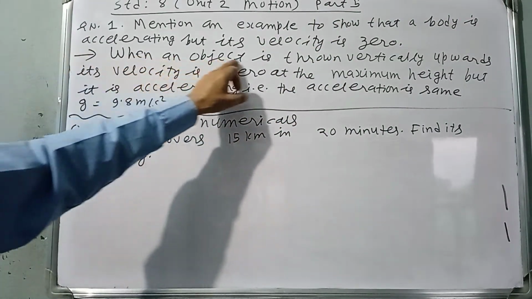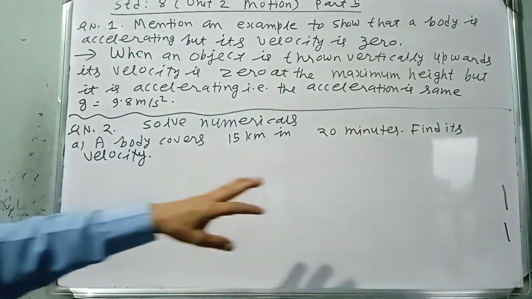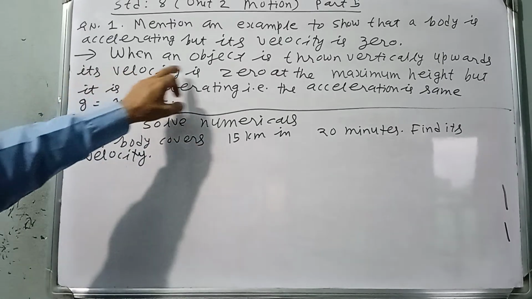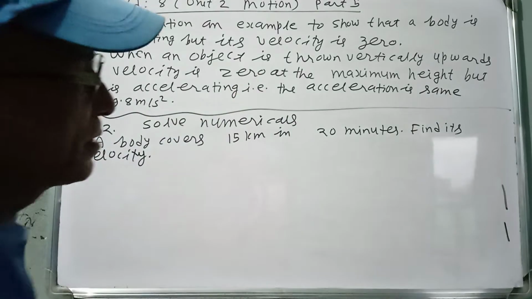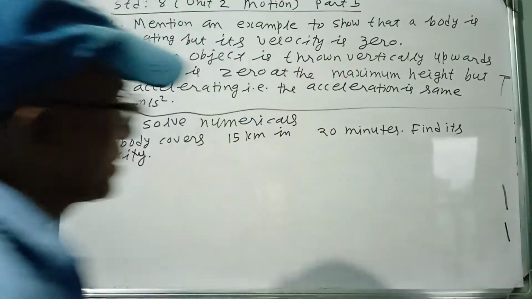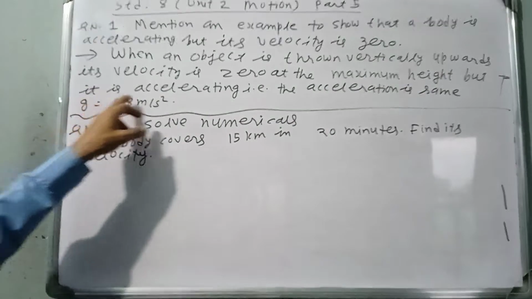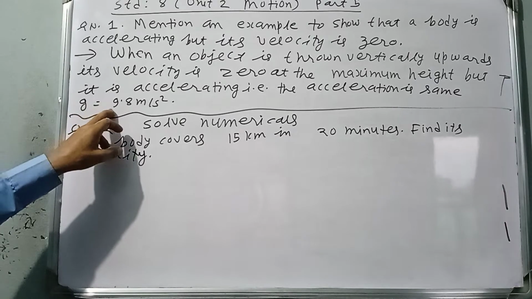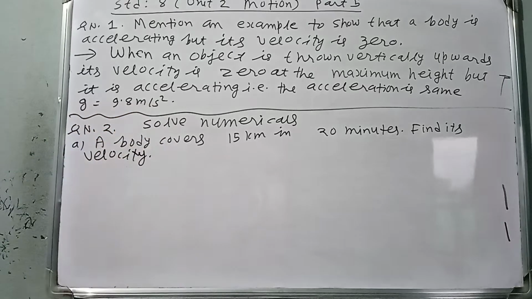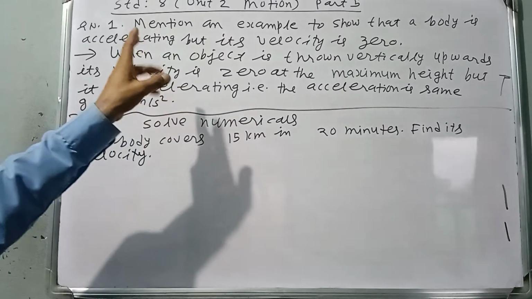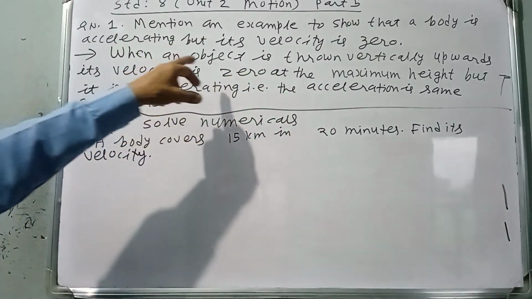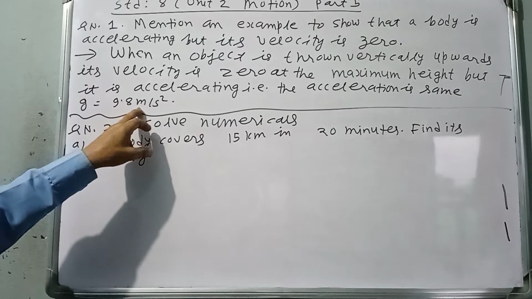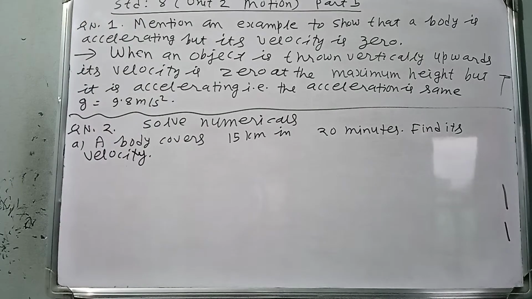Answer. When an object is thrown vertically upwards, that means work done against gravity, then what happens? Its velocity is 0 at the maximum height, but it is accelerating. That means the acceleration is the same. Value is 9.8 meter per second square. At the maximum height of the upward motion, the velocity is 0, but the acceleration is 9.8 meter per second square. After some time, the body falls down.